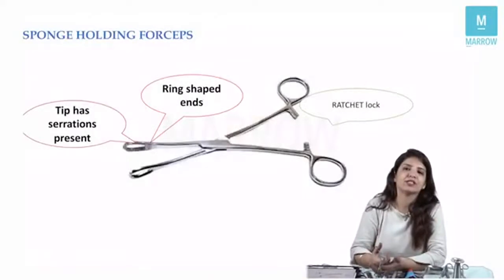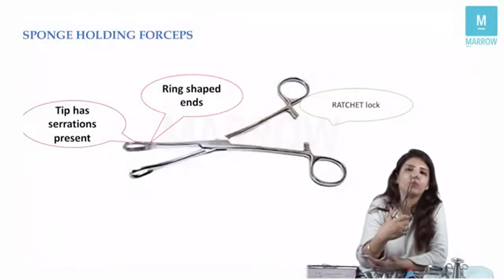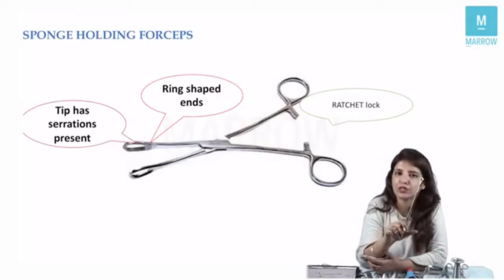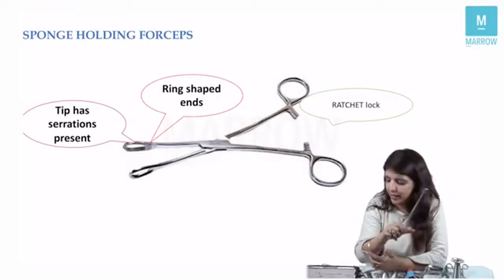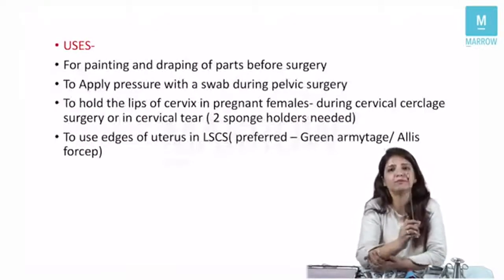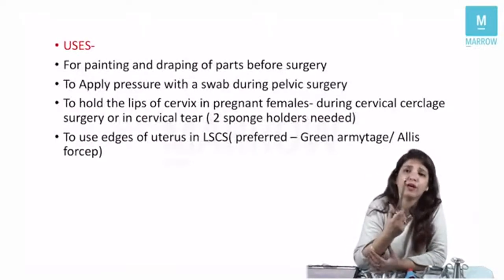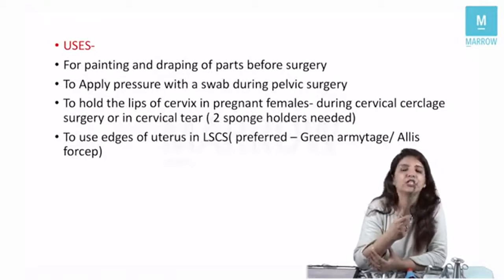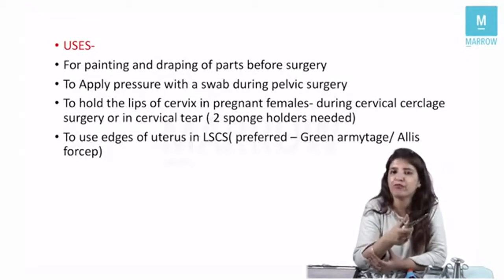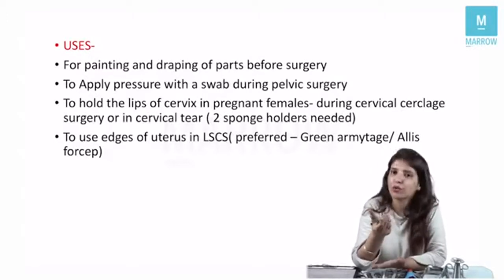What do you use a sponge holding forceps for? You use a sponge holding forceps to pick up the cotton swabs and paint the part before doing any surgery. Whether it is abdominal surgery or vaginal surgery, before doing any surgery, painting of the part is done with the help of a swab which you pick up with a sponge holding forceps, right? The second use of sponge holding forceps is for holding the lips of the cervix of a pregnant female, right? And the lips of the pregnant female are held for cervical cerclage.